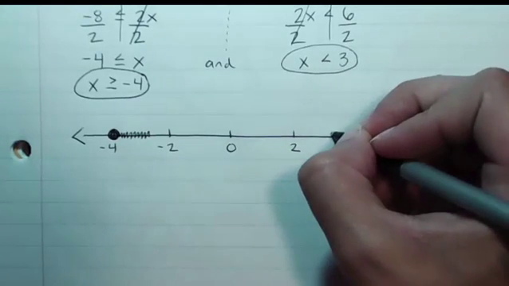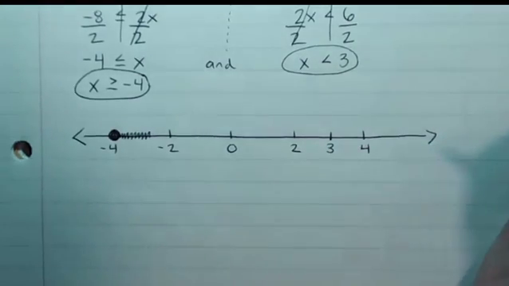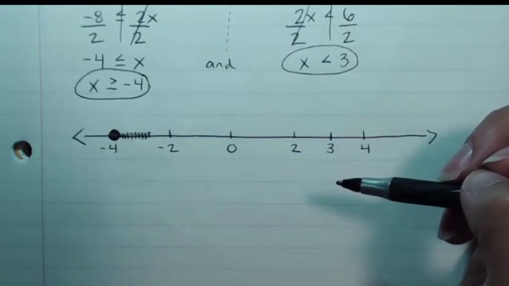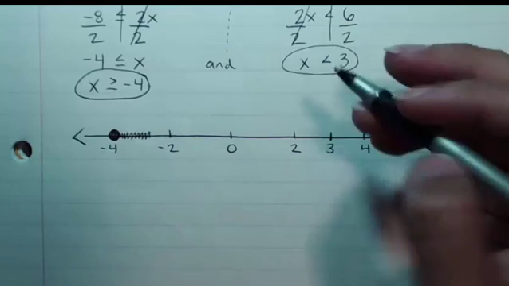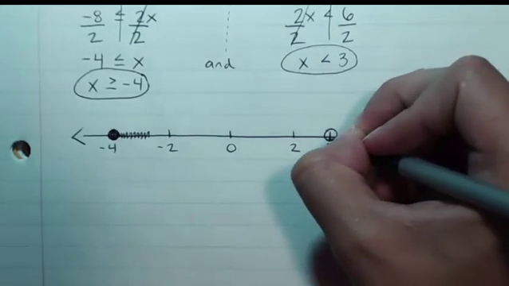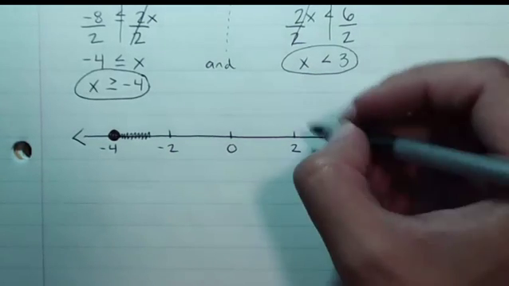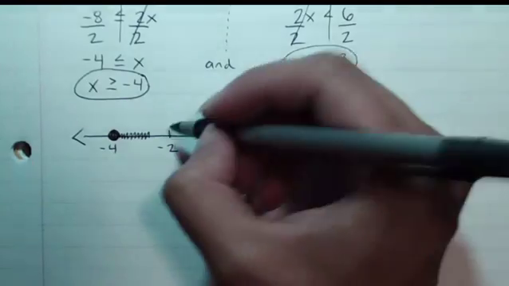Now x is less than 3. I'm going to go ahead and put a 3 in the middle of 2 and 4. Open or closed circle? This would be an open circle because 3 is not included, because it's not equal to. And if x is less than 3, I'm shading to the left.